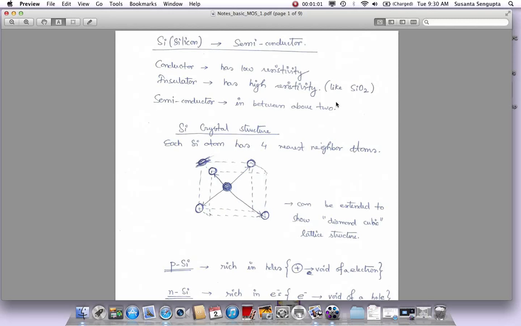So to understand all that, first we need to have the fundamentals, the basics. So this set of lectures is actually aimed at doing the basics here. So first let's start with silicon.